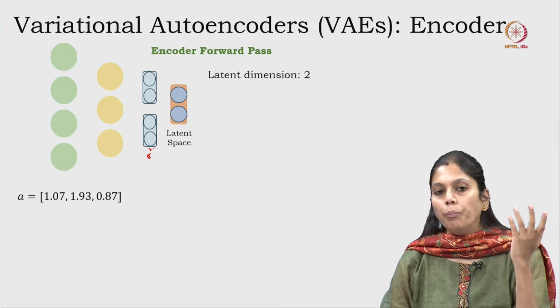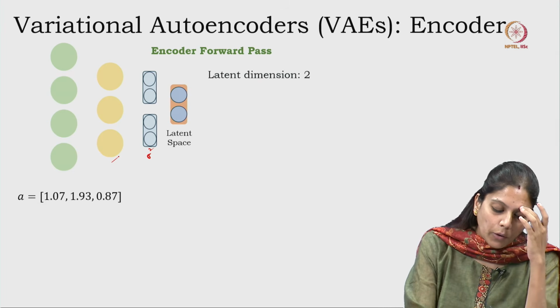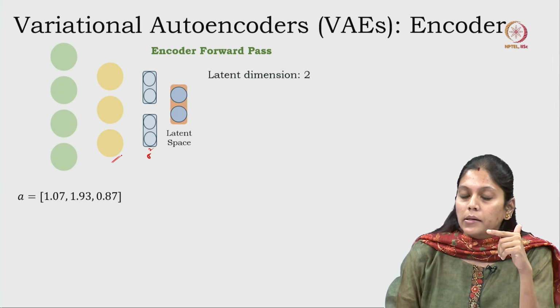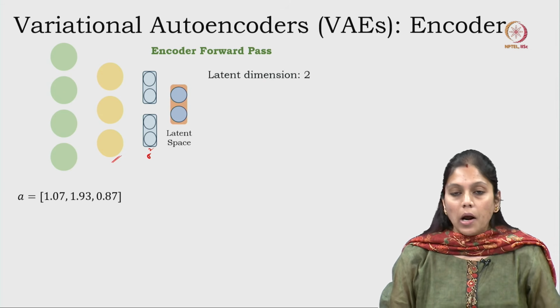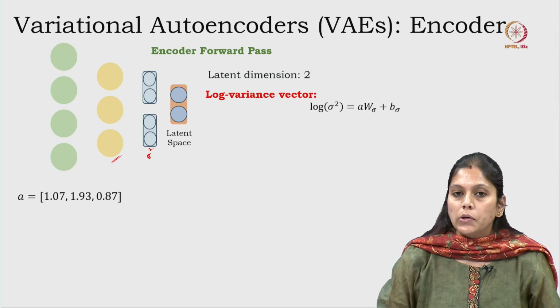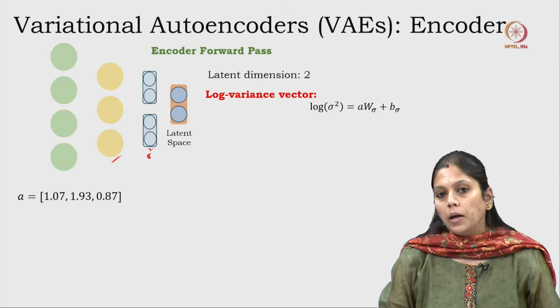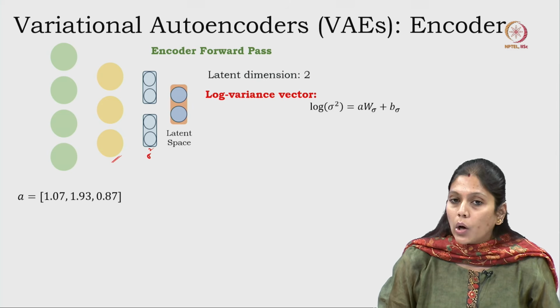So, how is it that you do this? Once again, whatever output we have obtained will be passed. You will be multiplying it with the weight and then adding the bias term. This is the formula that you will be using. So, we get the log variance.